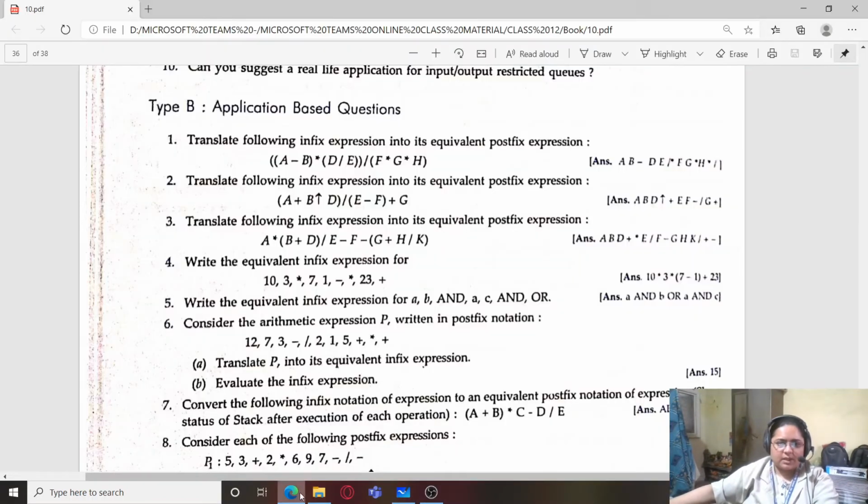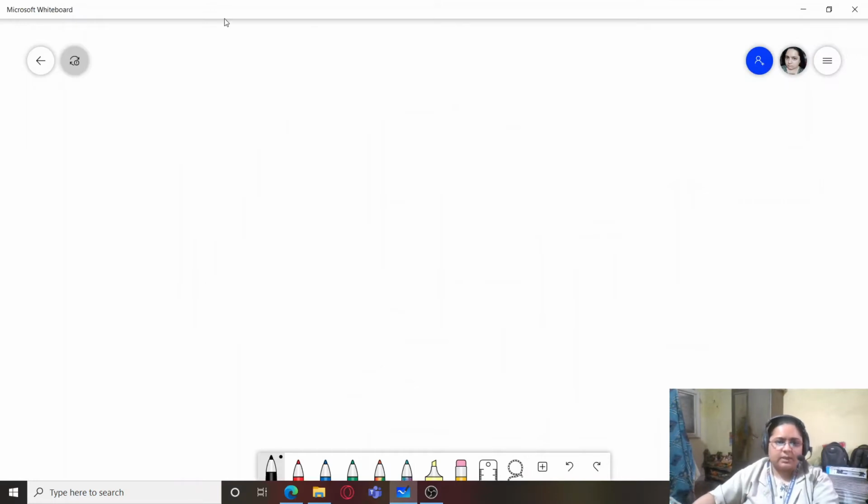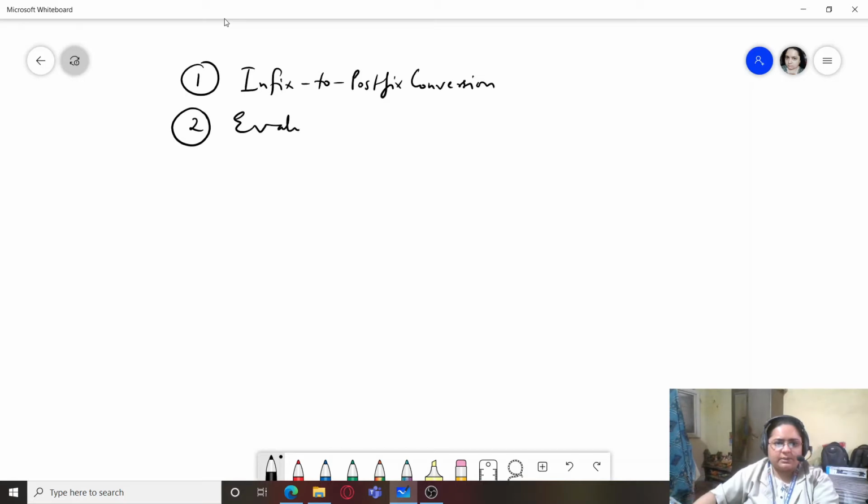In today's class, we are going to discuss some infix and postfix expressions. So let us just move on. We are going to solve some questions which are based on, firstly, infix to postfix conversion, and second is evaluation of postfix expressions.